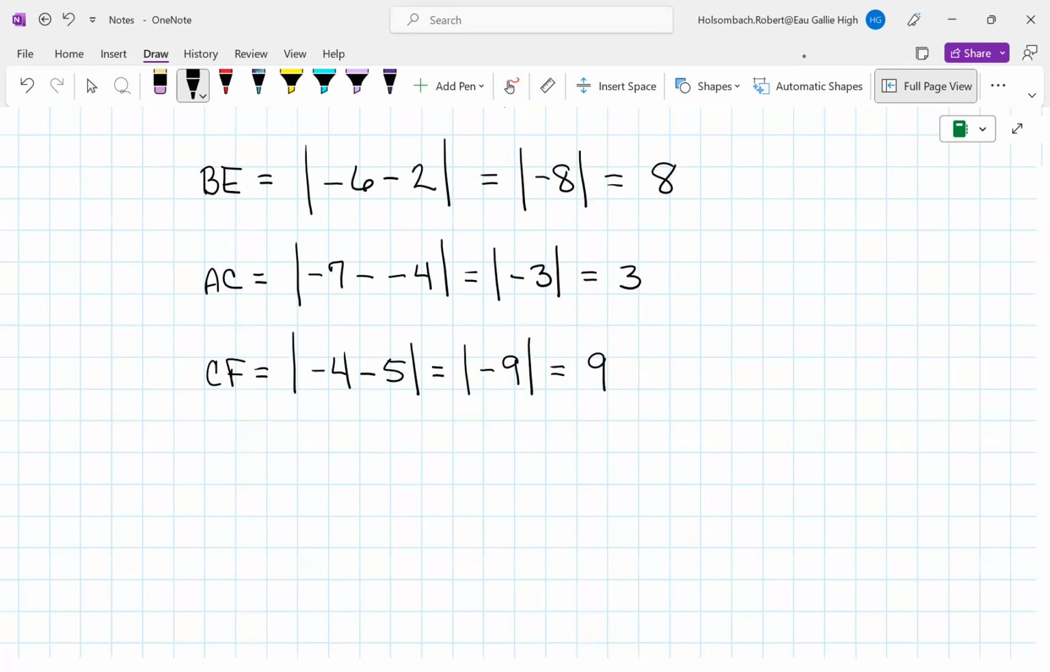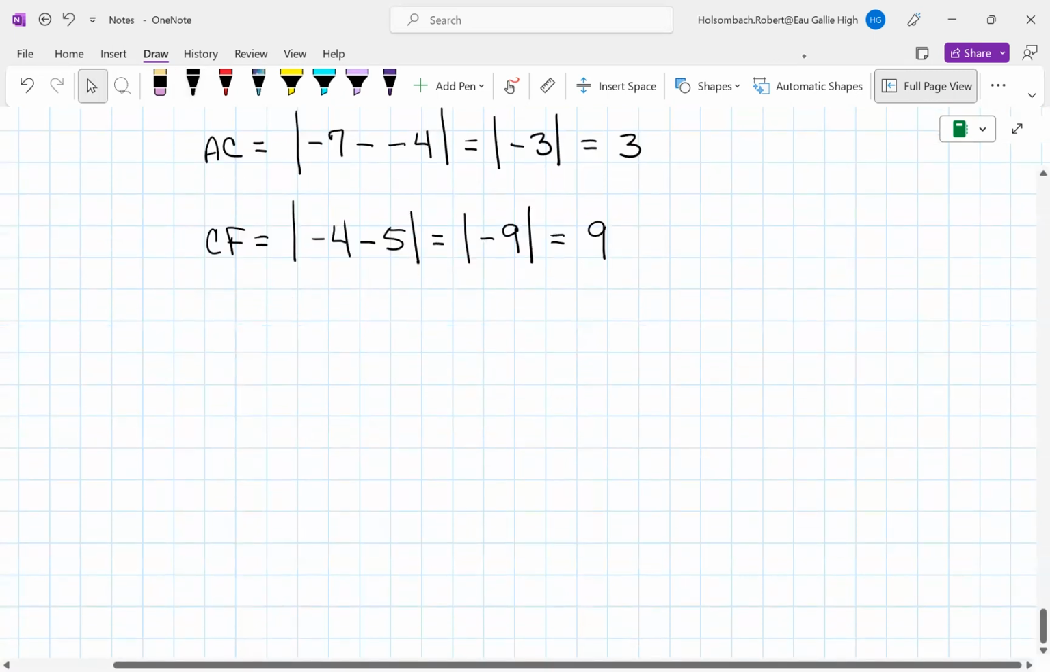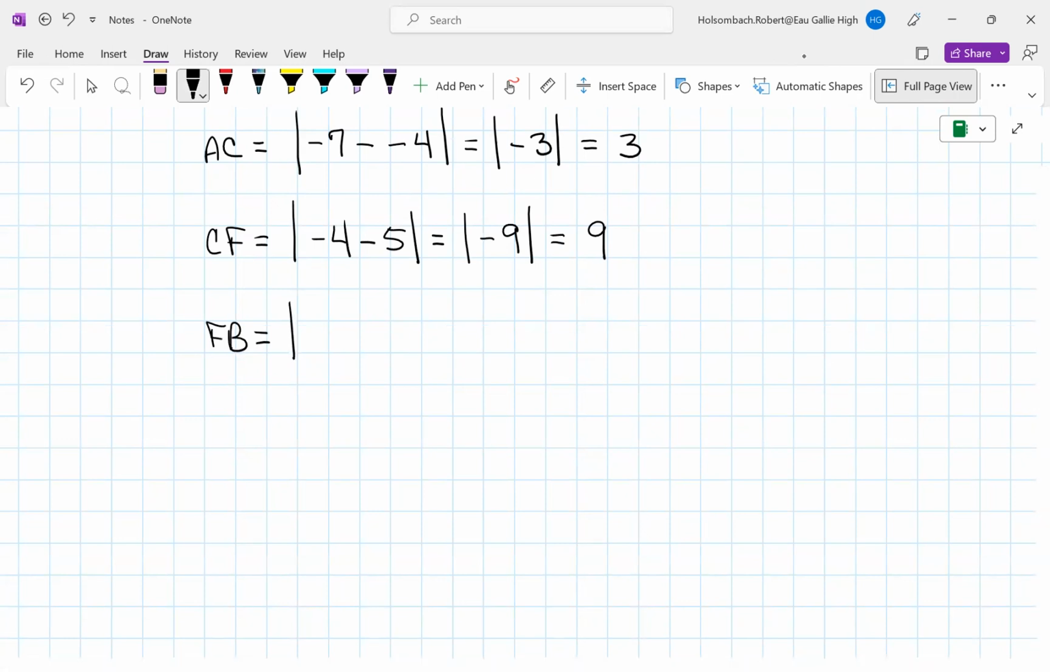And let's do one more. Let's do 1C down there. We're going to do from F to B. The absolute value of F corresponds to 5 minus B, which is at negative 6. 5 minus negative 6. All right, so in your calculator, we go 5 minus 6 negative equals, that equals 11. And the absolute value of 11 is 11.